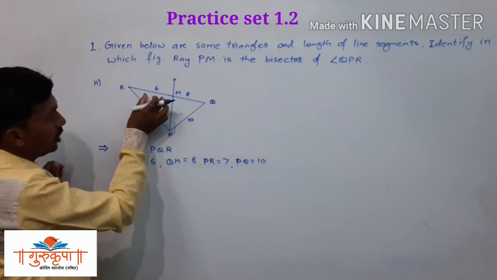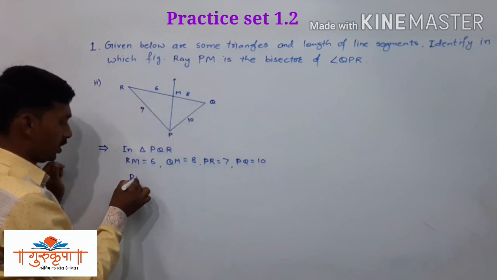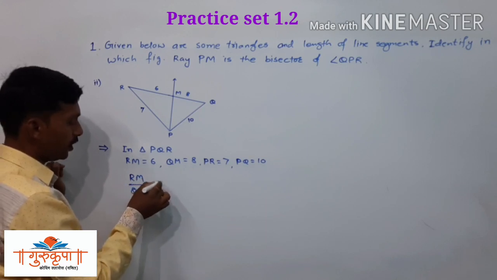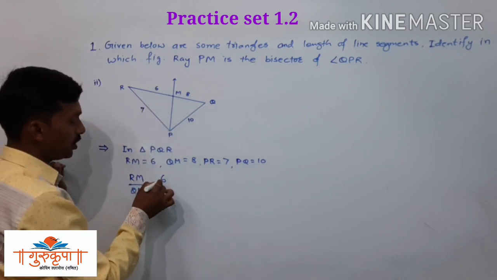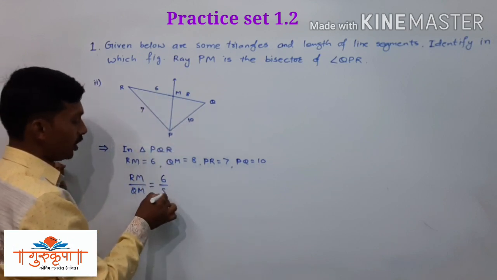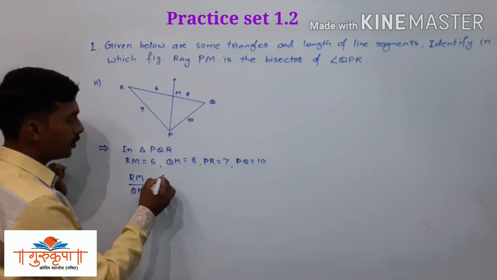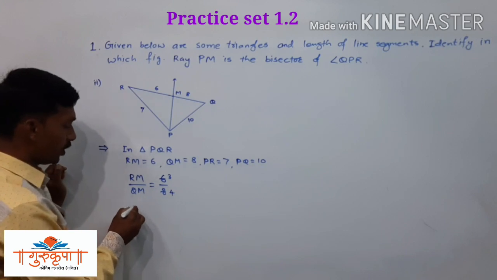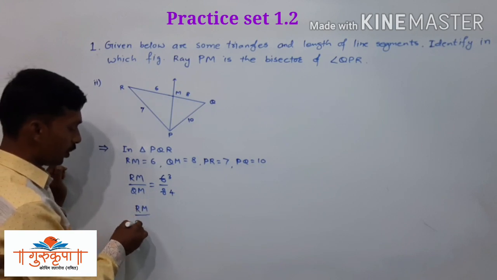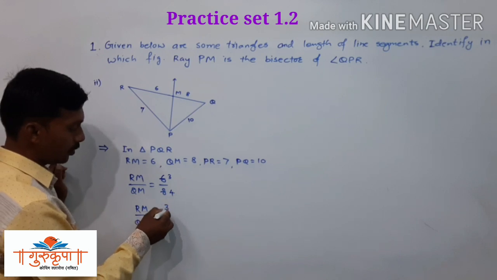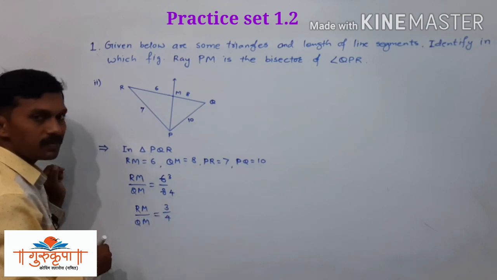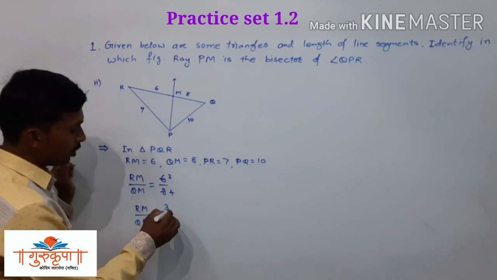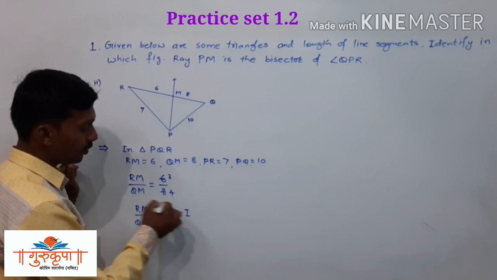Now here it says RM upon QM is equal to RM is given 6 upon QM is given 8. Both are divisible by 2, so we will divide it by 2. 2 3s are 6, 2 4s are 8. So we have RM upon QM is equal to 3 upon 4. And now we cannot simplify this again, that is the simplest form of the ratio. So we will represent it as equation 1.